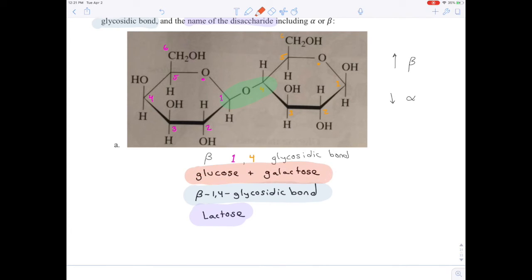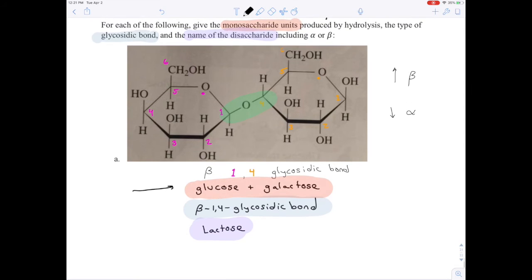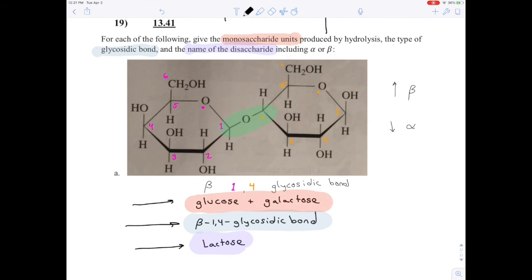So the three things they were asking for were the monosaccharide units, glucose and galactose, the type of glycosidic bond, beta-1,4 glycosidic bond, and which disaccharide it was, lactose. Okay, now they included this other thing at the end. It says including alpha or beta. So what are they referring to there?